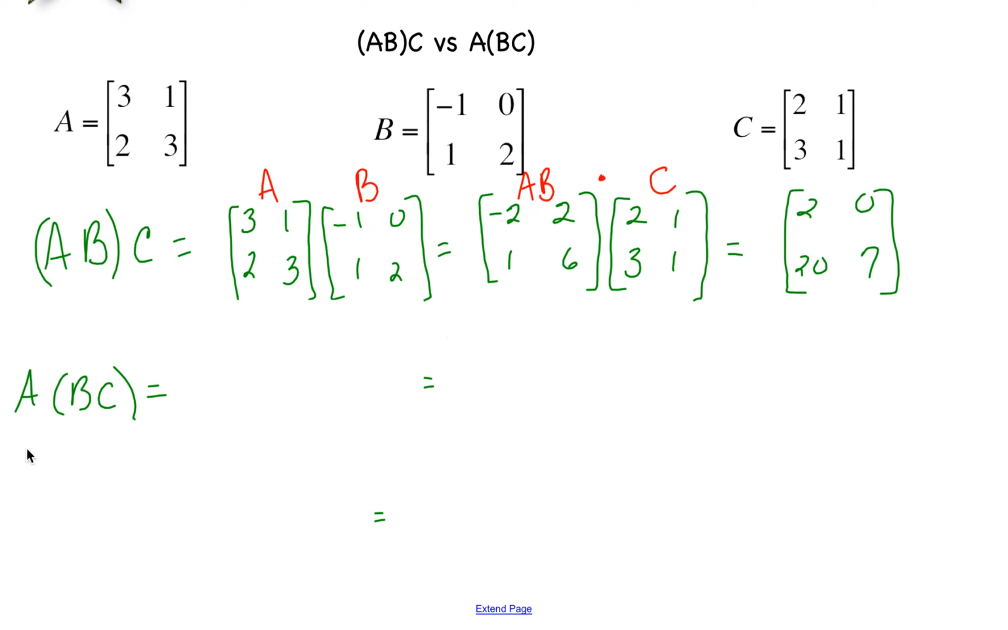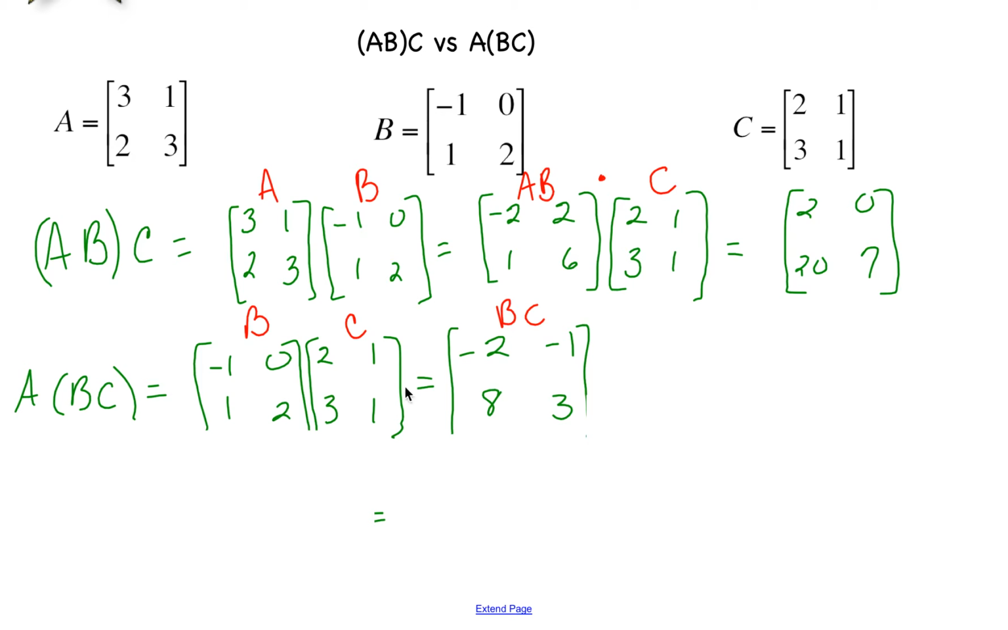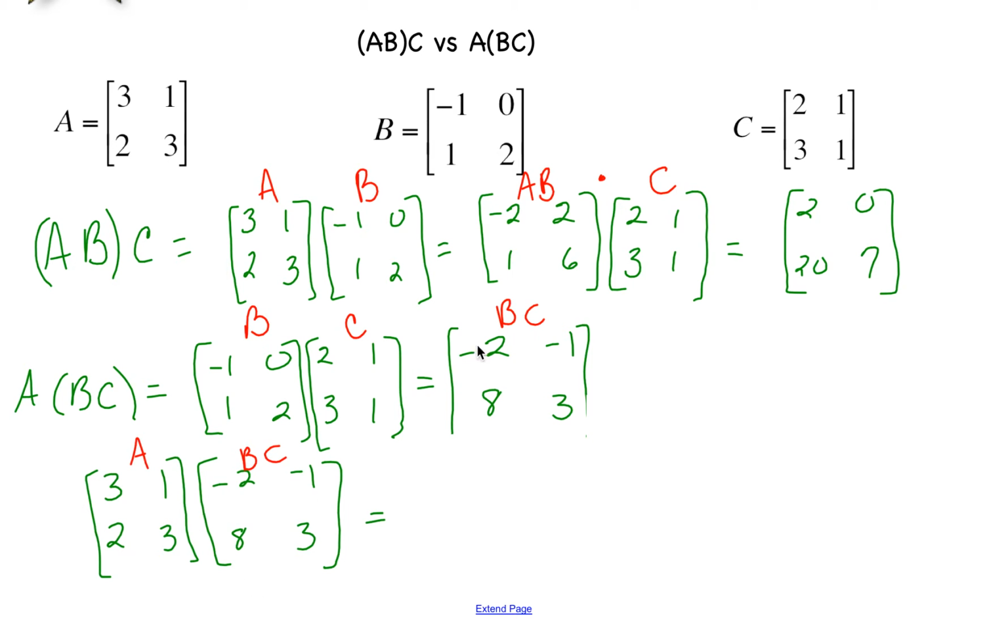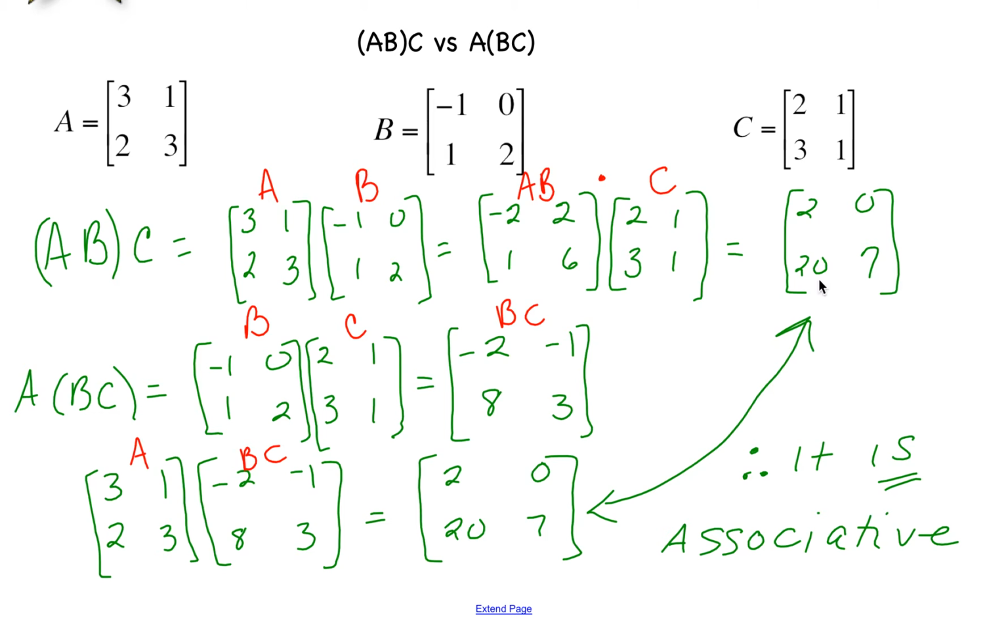So I want to see if I get the same thing if I start out by multiplying B times C, and then multiply that result times A. So B times C gives me this matrix. So now I'm going to take A times that product that I had, and I end up with this matrix. And if you compare those two, it looks like we got the exact same matrix. So it is associative, but it is not commutative.